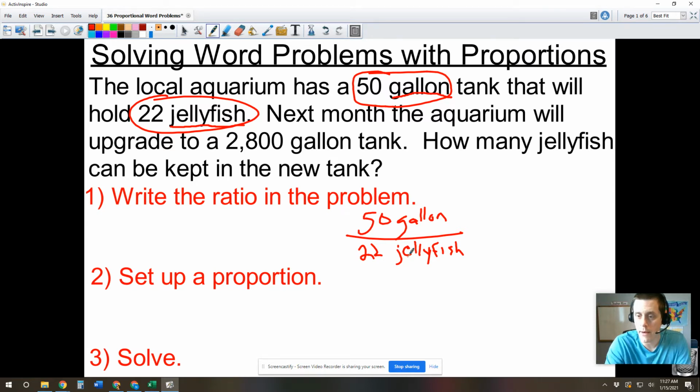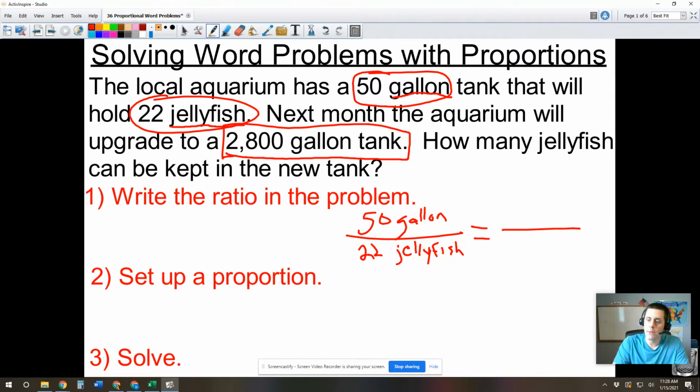If you remember from our last lesson, a proportion is a set of two ratios that are equal to each other. So I'm going to write my equal sign, and I'm going to write the fraction bar for my second ratio. Now, during this second step, we need to find the other ratio in this proportion. If you read through the rest of our problem, we know that next month the aquarium will upgrade to a 2,800-gallon tank.